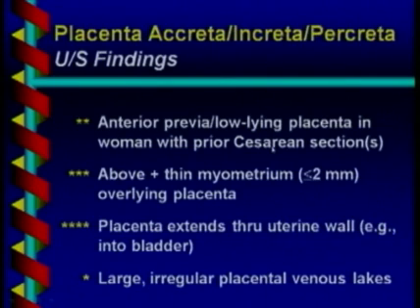That's regardless of what the ultrasound shows other than a previa or low-lying placenta. Just the fact that it overlies the scar, if she's had a prior C-section, means that she has a good chance of having an accreta.